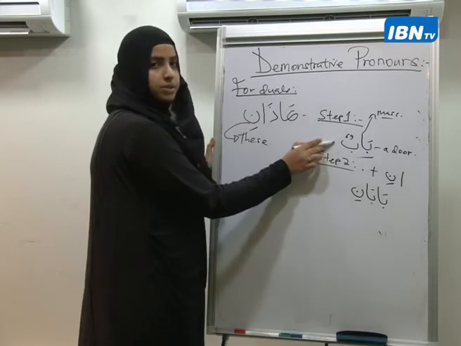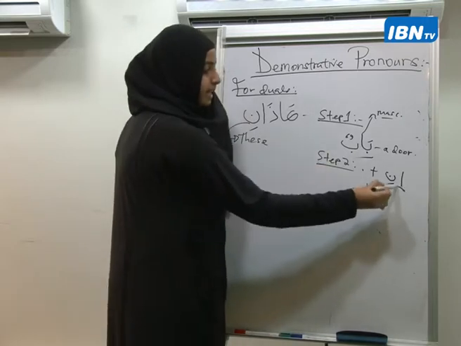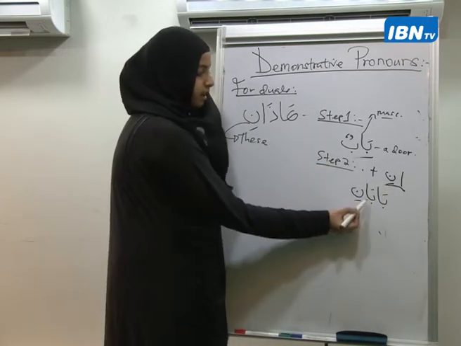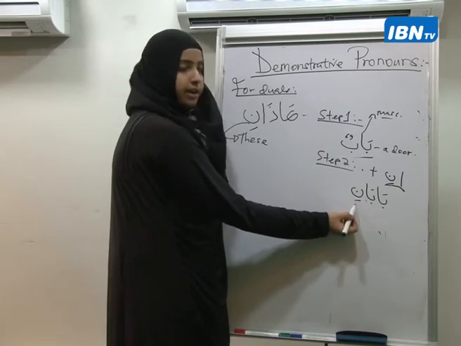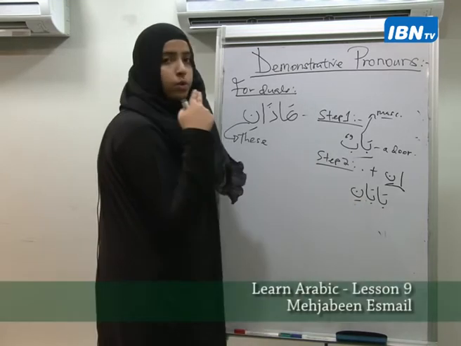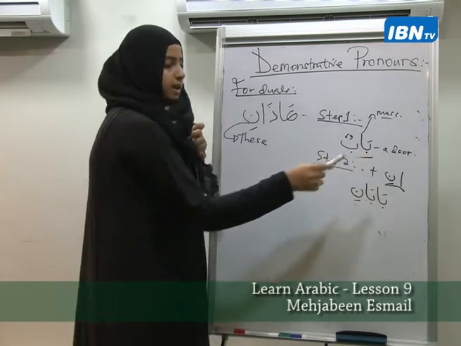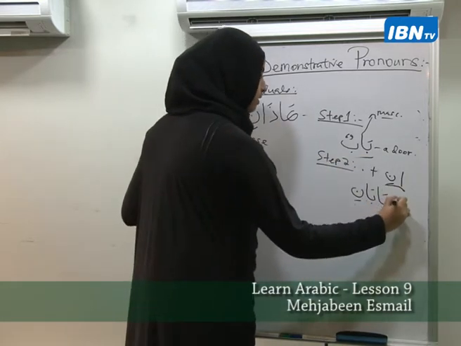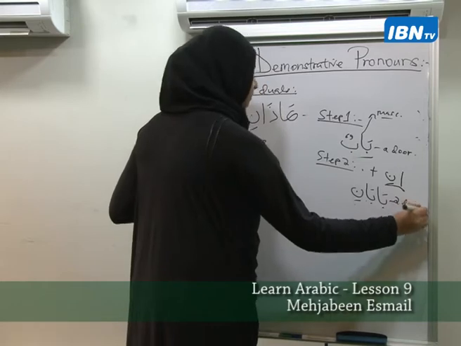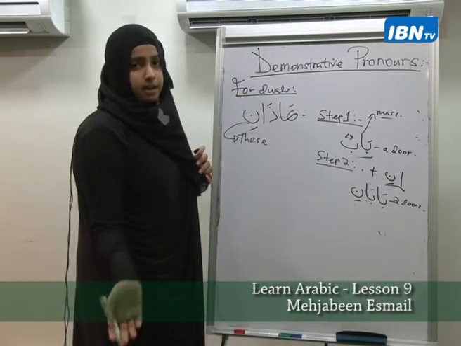So what have I done to this word here? I have added an alif and a nun kasra. So I have made this now 2 doors. So this is a door and this becomes 2 doors. Right. So I've already done my step 2.